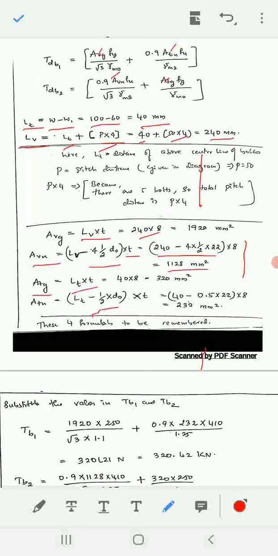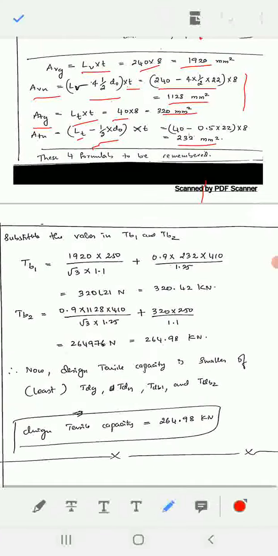ATG is equal to LT into T. Here you can remember AVG is LV into T, ATG is LT into T. AVN means we have to minus from LV 4.5 D naught, and ATN means you have to minus from LT minus half D naught. This you remember. Okay, D naught is 22, LT is 40 mm. Got all the 4 values of A values, AVG, AVN, ATG, ATN. These 4 formulas should be remembered. That is not there in the code book also.